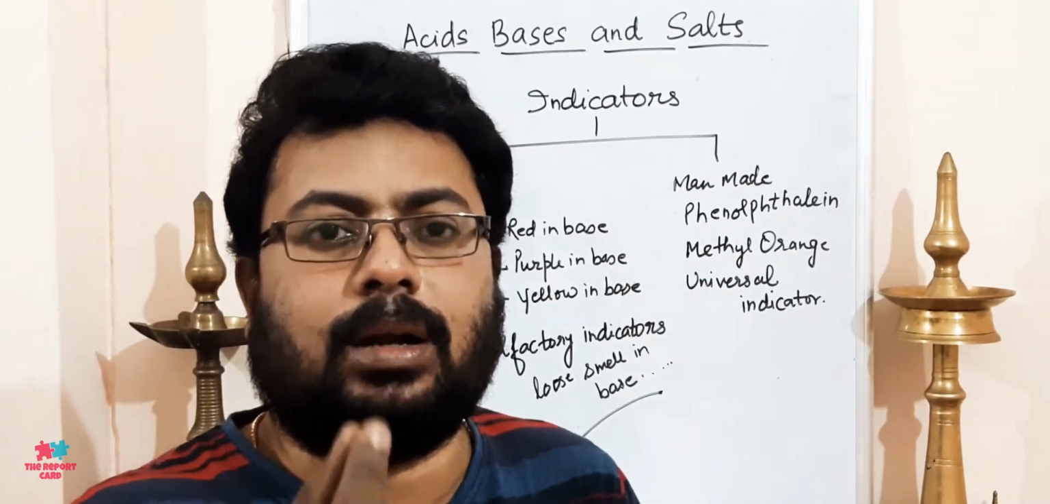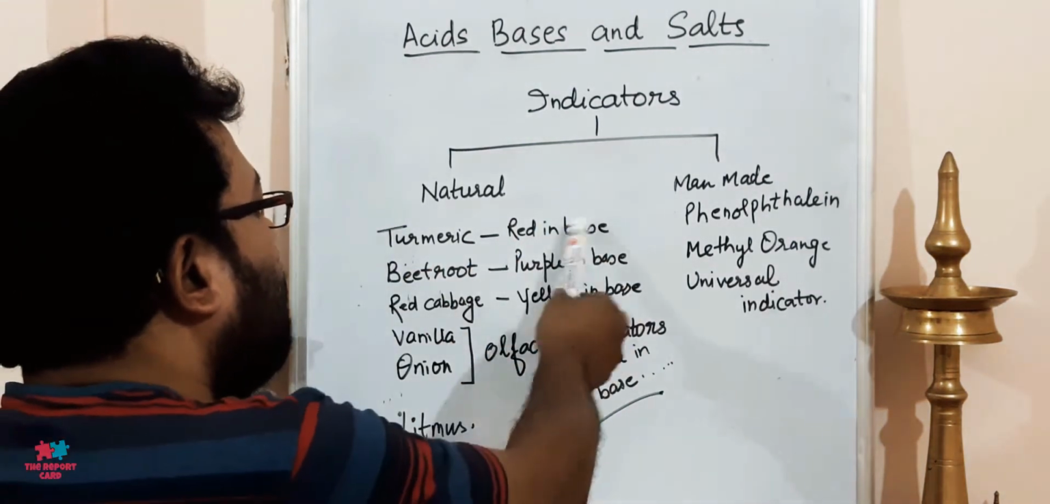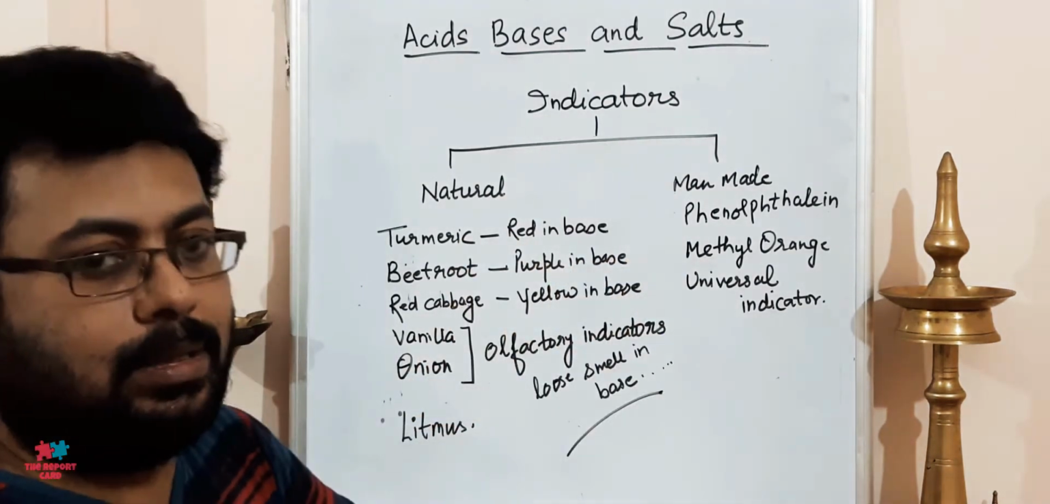You can go to any paan shop and get a little bit of lime and you can mix it with turmeric and you'll see that it turns red in color. So basically turmeric turns red in base.